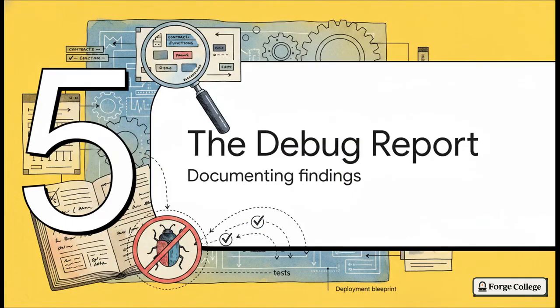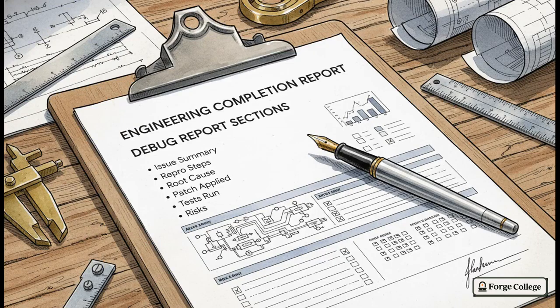Section 5. The debug report. So you've caught the bug, applied the fix, and written the tests. But a detective's job isn't done until the paperwork is filed. In a professional environment, your markdown debug report becomes the literal blueprint for deployment. It needs to include a few key sections: a summary of the issue, the exact steps and transaction hashes used to reproduce it, your root cause analysis, a description of the minimal patch you applied, the results of the tests you ran before and after, and, crucially, any remaining risks. This document is the ultimate handoff to the operations and deployment teams. It proves you didn't just guess, you actually engineered a solution.